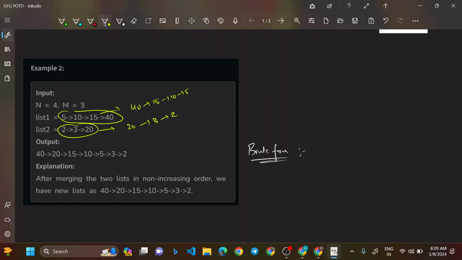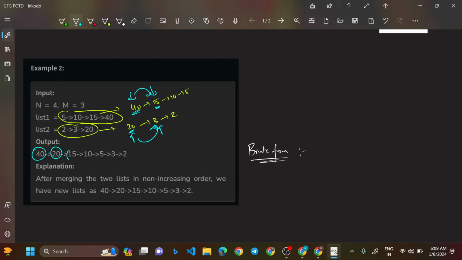Now you can start from this particular starting point. You'll compare which is bigger out of 40 and 20. 40 is bigger, so you'll put it here and push this blue arrow to the next one. Now you'll compare these two, which is bigger? 20. So you'll put 20 here and push this arrow to 3. Now you'll compare 15 and 3, which is bigger?